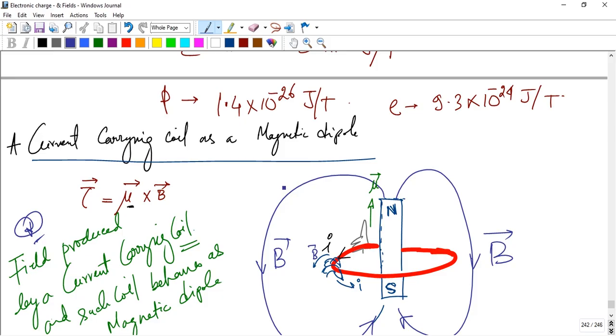So today we end the class here. Next class we discuss the moving coil galvanometer. A galvanometer is sometimes treated as an ammeter and sometimes as a voltmeter. Next class we discuss the concept of galvanometer.